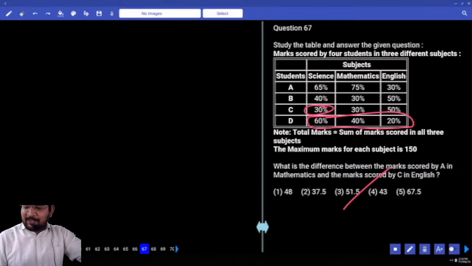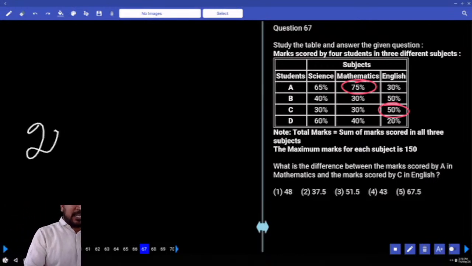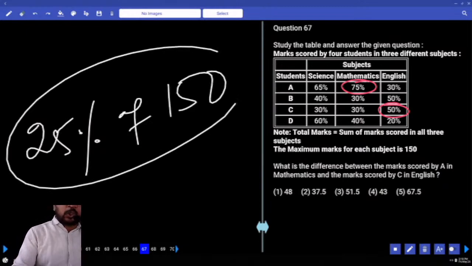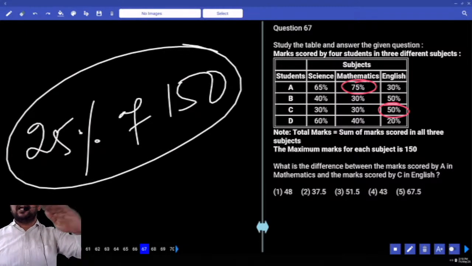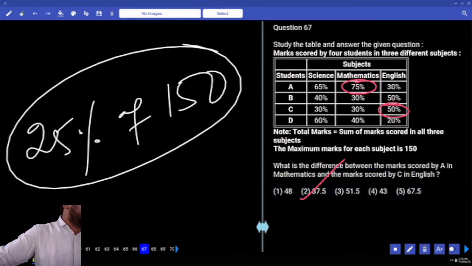Look at here. What is the difference between the marks obtained by A in mathematics and the marks obtained by C in English? Marks obtained by A in mathematics 75, C in English 50. Difference is 25%, 25% of 150 marks. 25% means 2 times half, 150 half is 75, half is 37 and a half. I found it because it was required. Okay?